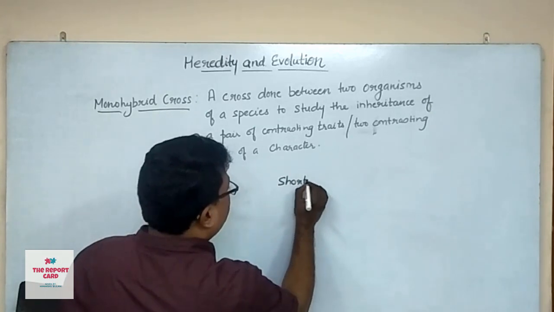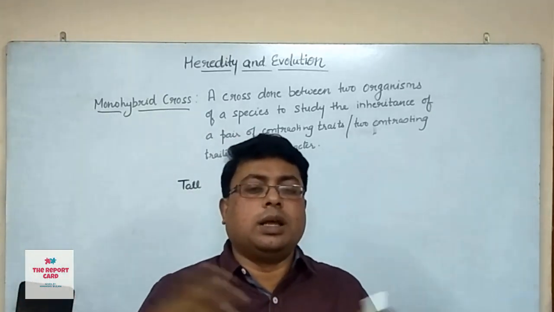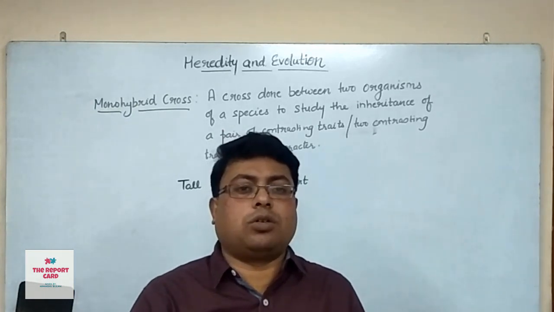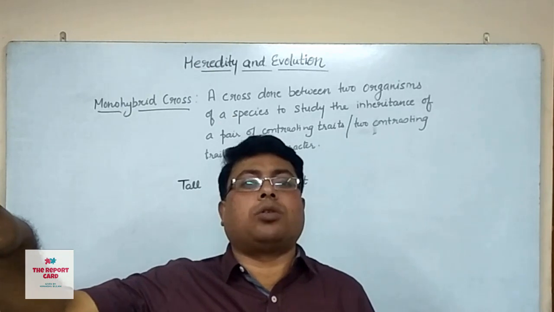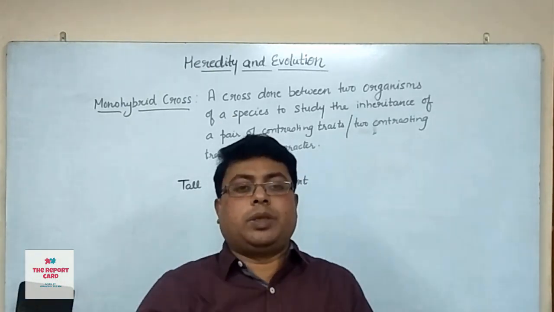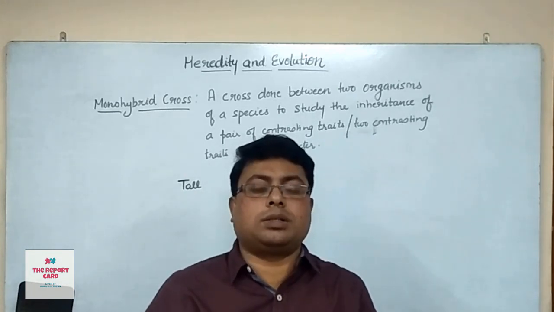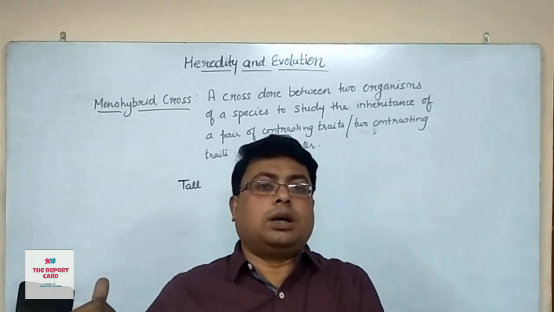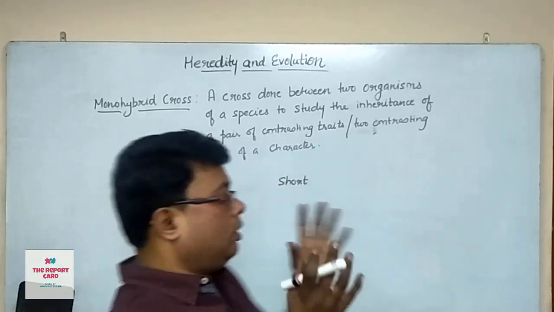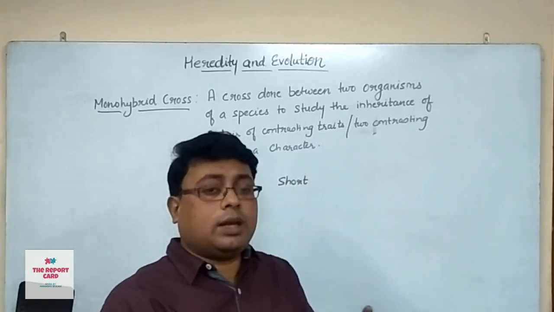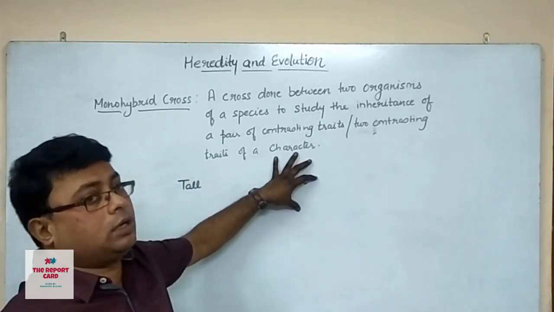The same work was done with short plants also. He took those short plants and self-pollinated them, and he got some tall, some short plants. He segregated the tall plants. Again, he took the short plants and did self-crossing between them, and he kept on doing this till he got all short plants. So we can say that he took pure tall and pure short plants.